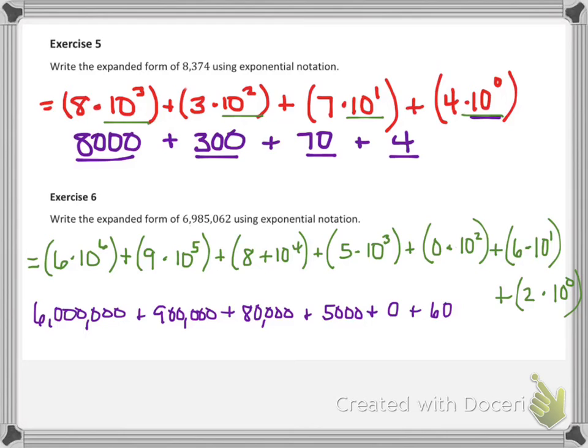And then 10 to the 0 power is 1. 1 times 2 is 2. Okay, so when we add all these up, it's 6,985,062. And there it is. We can see it in exponential form.